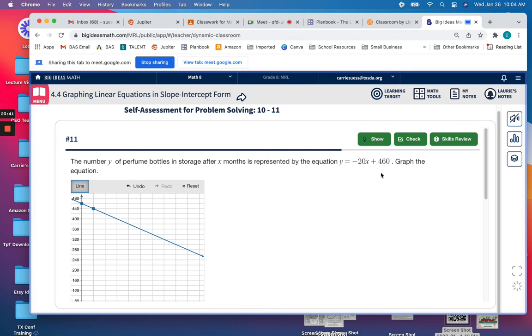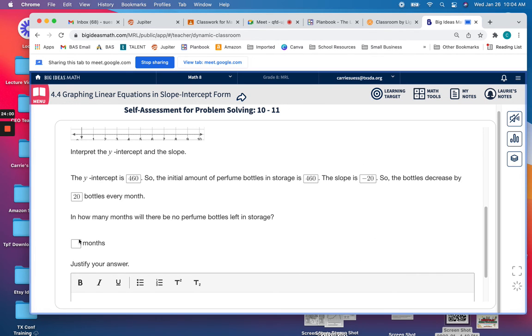So she just did it in her head instead of solving, because what they're asking is, how do I make this so that y is 0? So you plug in a 0 here. So I would move the 460 and then divide by 20. She recognized that right away. So you just do 460 divided by 20. 23. So in 23 months, I'll have no more perfume bottles.